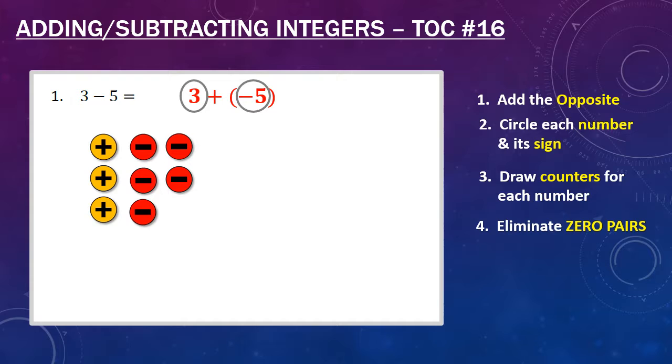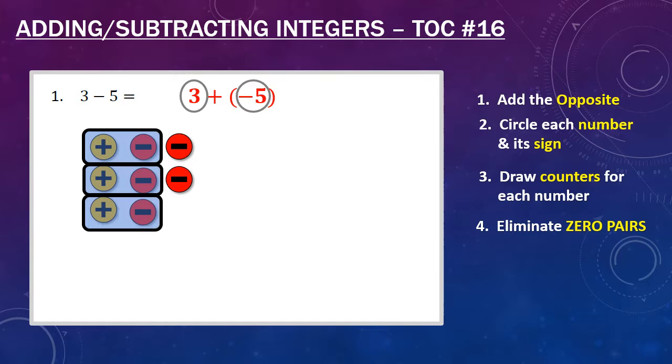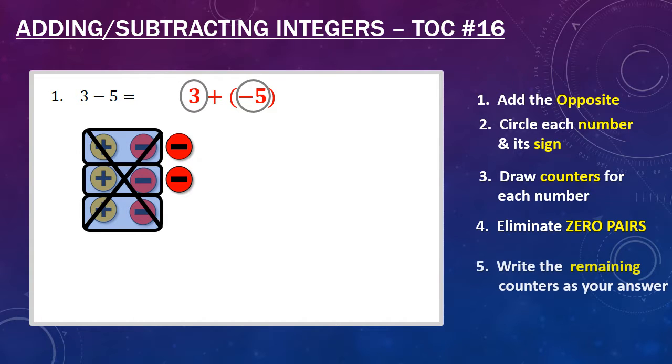So a positive and a negative is a zero pair. So here's a zero pair, and here's a zero pair, and here's a zero pair. Since those all equal 0, I can cross them out. And I'm left with, ding, ding, ding, -2, because that's what's left after all my zero pairs are gone. And that's your answer.